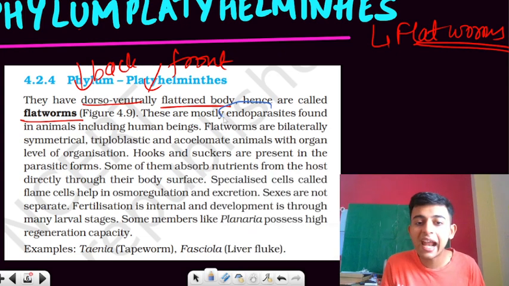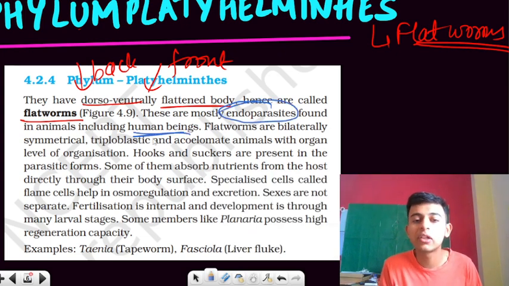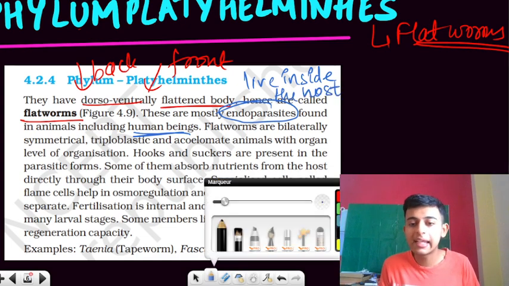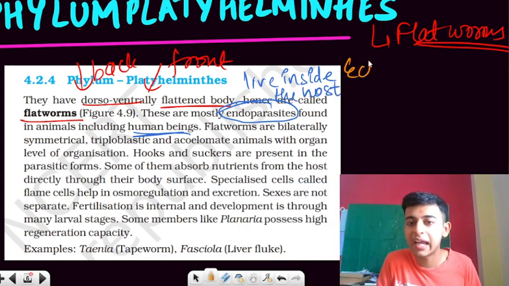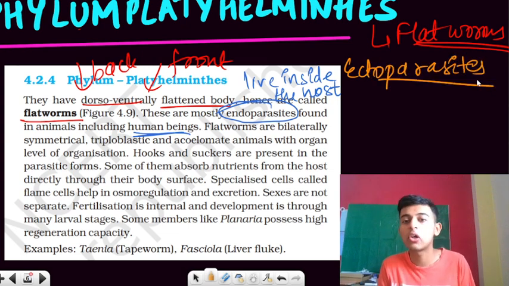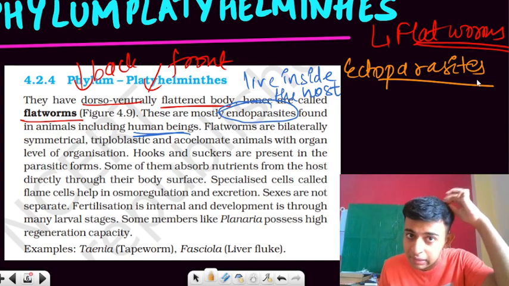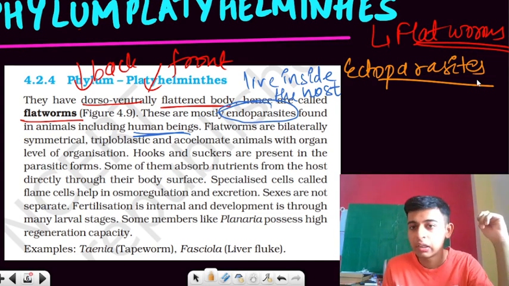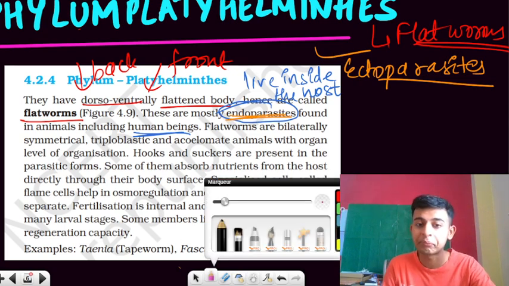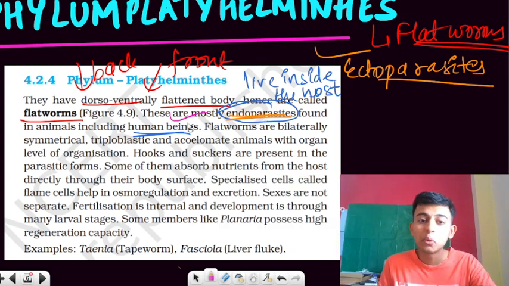Next, mostly endoparasites found in animals including human beings. Endoparasites means they live inside their host. And if there is endo, then there is another terminology too, ectoparasites. Ectoparasites means those which live on the body of the host. Like if I talk about lice, lice happen in humans, they are on the hair, they live on the surface of the body and then derive the nutrition, whereas endoparasites live inside the organism including human beings. Very important.